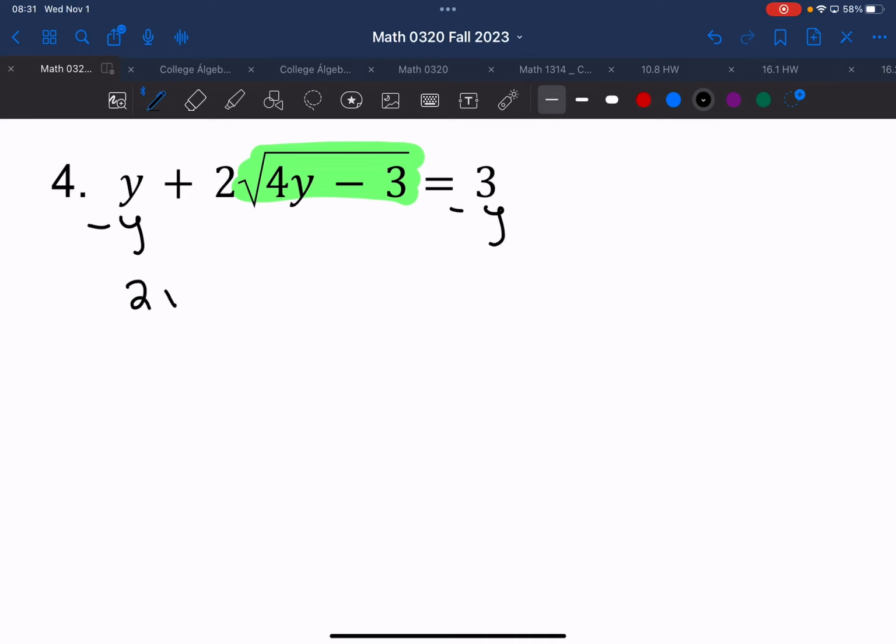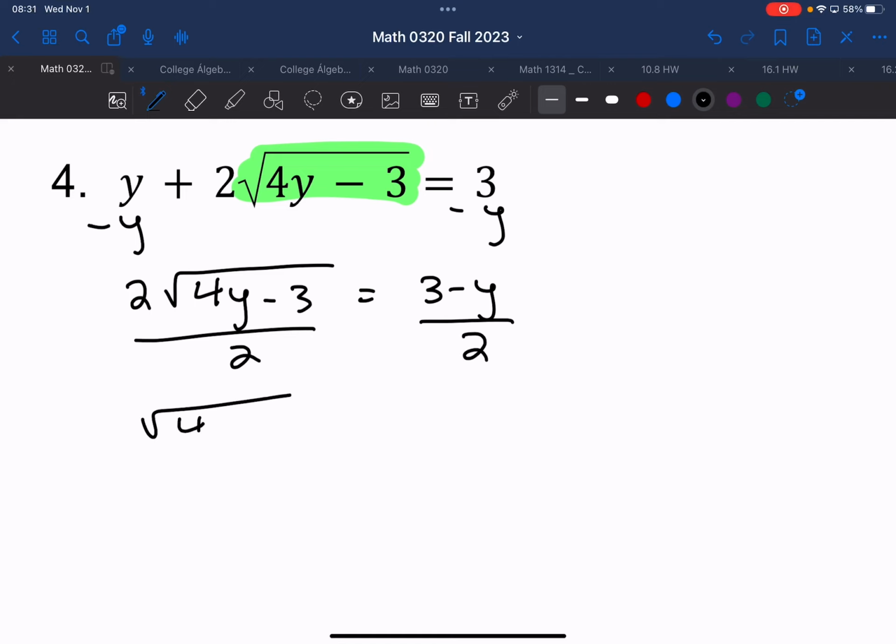So I have 2 square roots of 4y minus 3 is equal to 3 minus y. What else is in the way of our radical that we need to get rid of? That 2, so I'm going to divide both sides by 2, and I get the square root of 4y minus 3 is equal to 3 minus y divided by 2. Now I can get rid of that radical by raising both sides to what power? 2. So I'm squaring both sides.